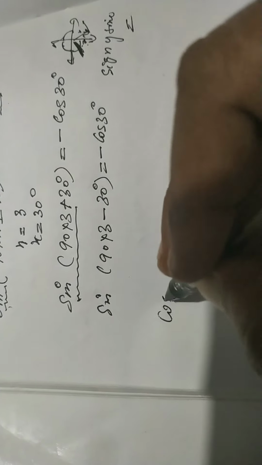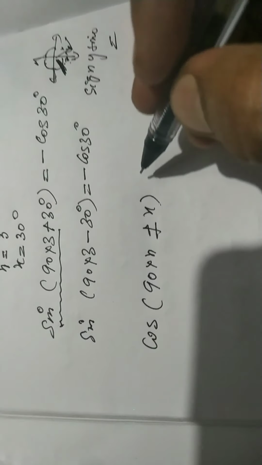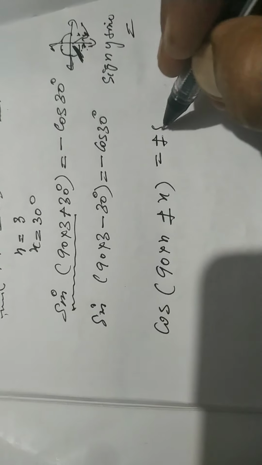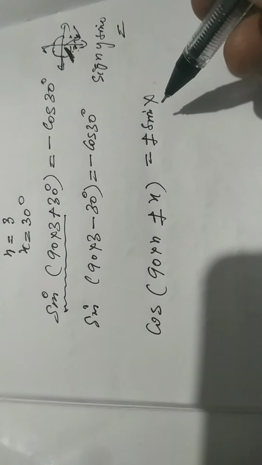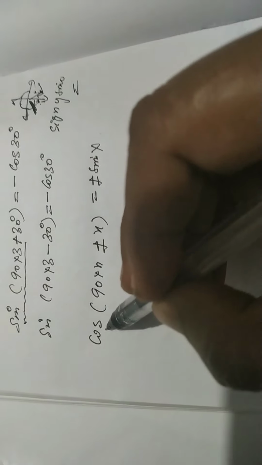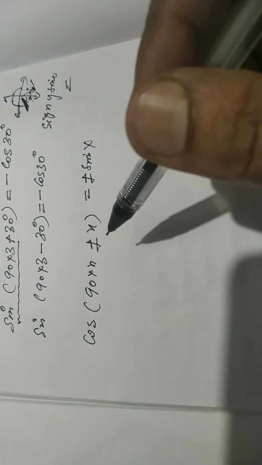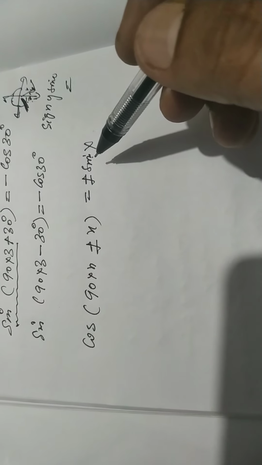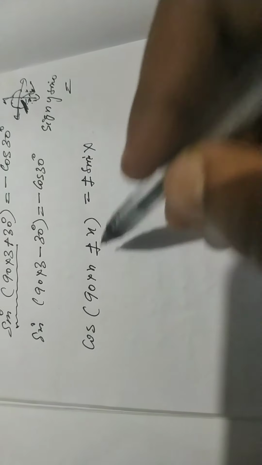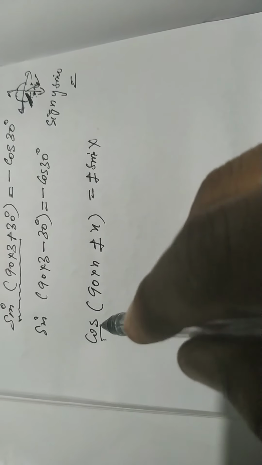And the second: cos(90 × n ± x), n odd, is plus or minus sin x. That means sine changes to cos and cos changes to sine. The same rule: we need to write the sign of cos, checking in which quadrant it lies. If it is the second or third quadrant, it will be negative. If it is the first or fourth quadrant, it will be positive. So we do not look at the sign of sin x; we look at the sign of the cos.